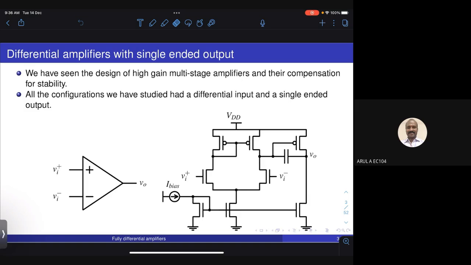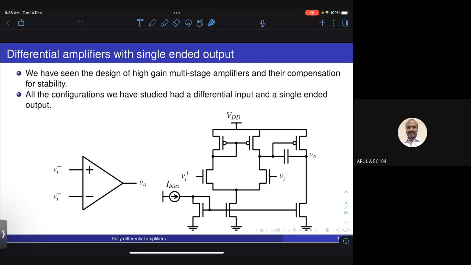And what I've shown on the right is the most simple form of the differential amplifier, the two-stage op-amp that we have seen yesterday. And this C here is the compensation capacitor. Yesterday we had seen that this introduces a zero and you can cancel the zero by putting a resistor in series and so on. So this is the circuit we have discussed in detail yesterday.